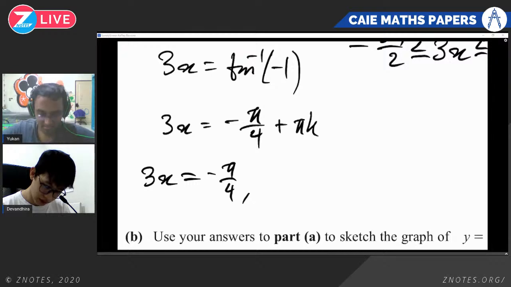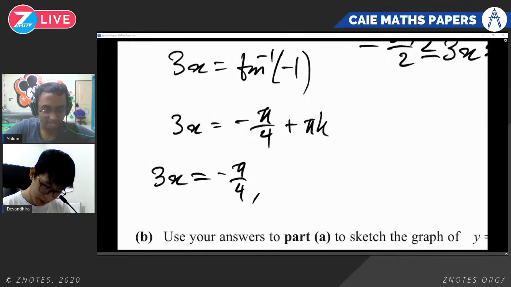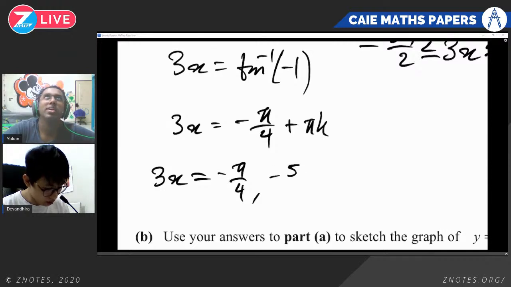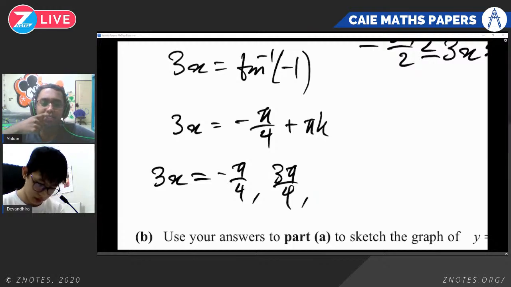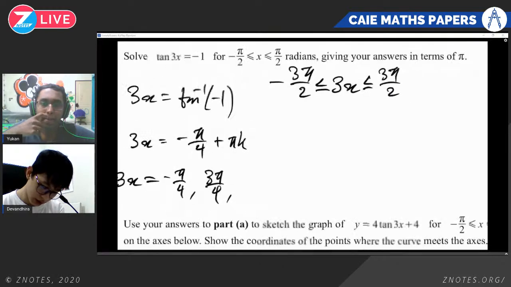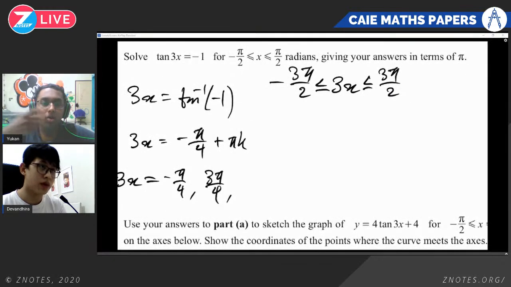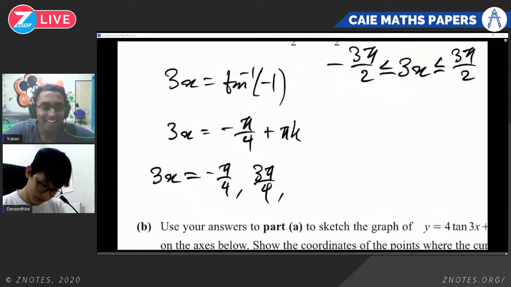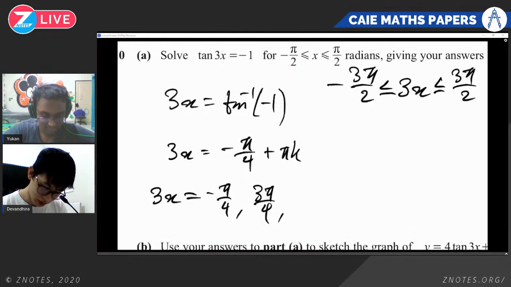What else? You can try k is 1, k is 2. If k is 1, it is just 3 pi over 4. Yep, 3 pi over 4. But is that out of the range, isn't it? It's still in the range. 3 pi over 4 is less than 3 pi over 2. Oh, right. Yep, it's okay. And the next one is if you put negative 1. Oh yeah, it is. Negative 5 pi over 4 is still in the range.